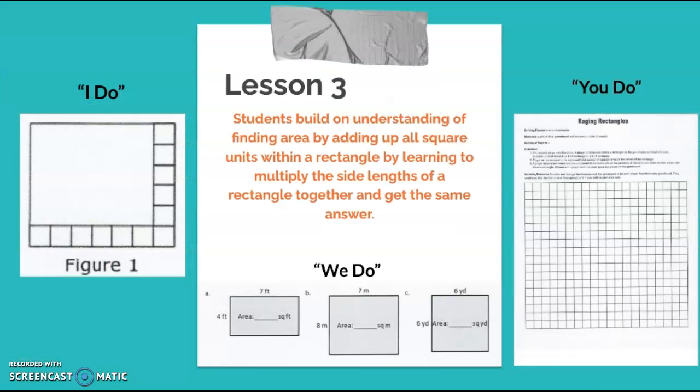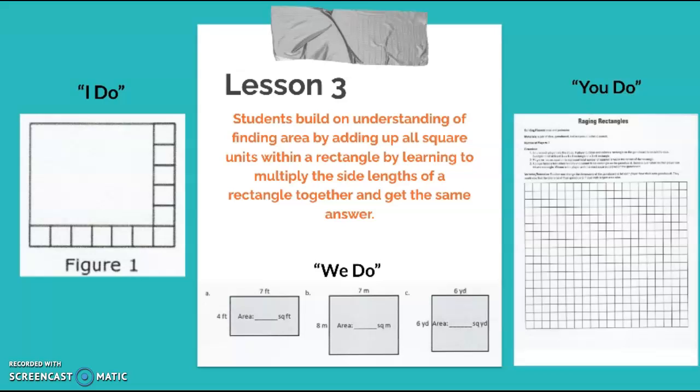And then in lesson 3, students are going to build on what they learned the day before by looking at those square units. So we'll start by having a rectangle with square units on only one side and then the other side, which is shown here in the I do section. They're going to connect those components by understanding you multiply those two sides together, and that is the same answer as if you were to add all of the individual square units up.